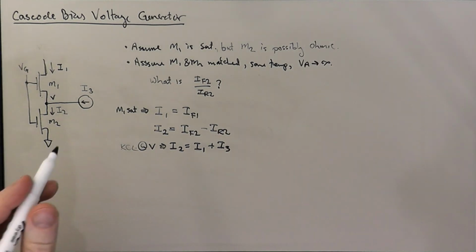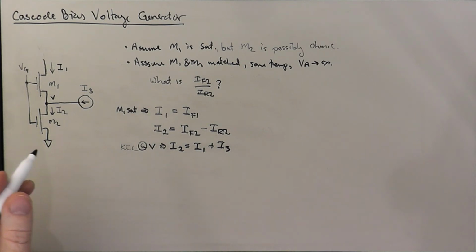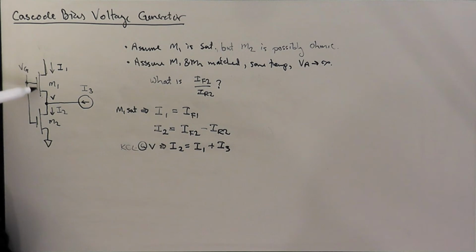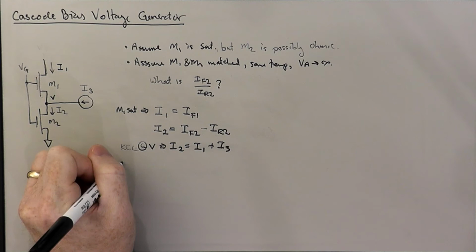Now, the other thing to note is that M1 and M2 have the same gate voltage. And they also share one source drain region in common. Right? So the source of M1 is node V, but the drain of M2 is node V. So M1 and M2 have the same gate and a common source drain region.